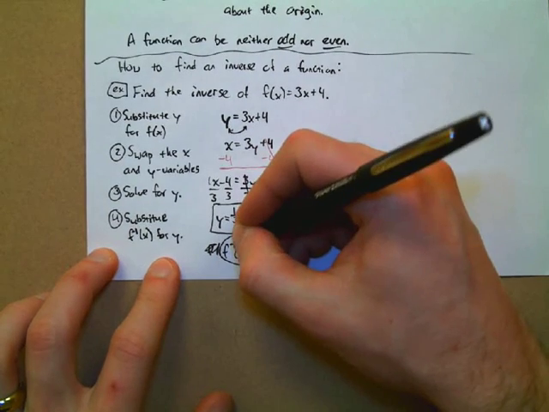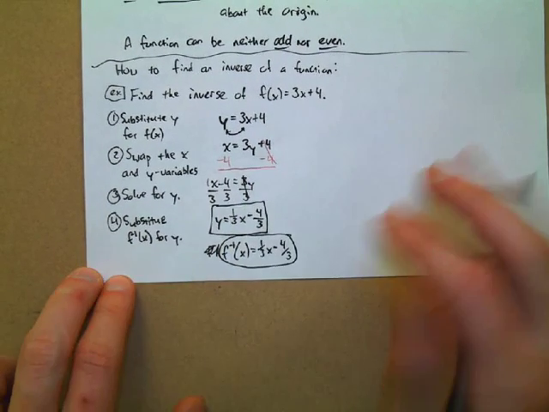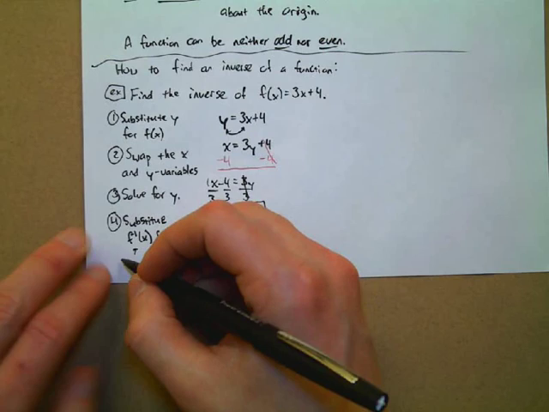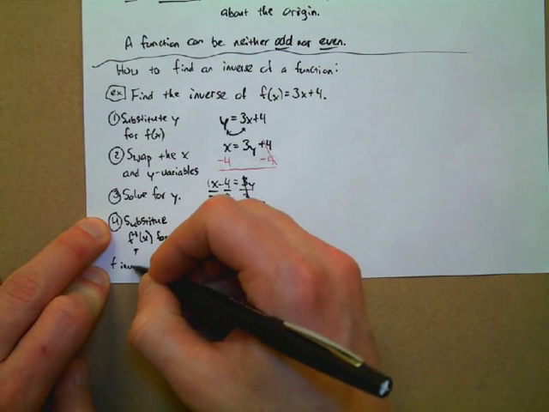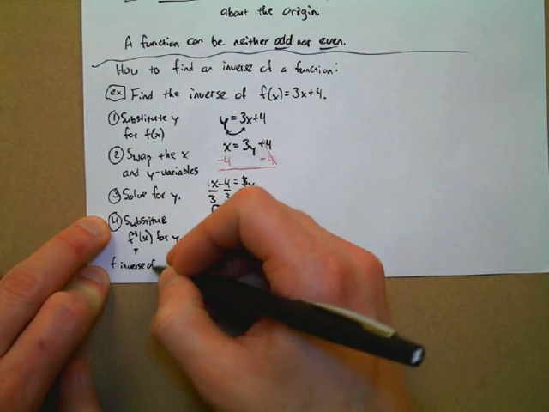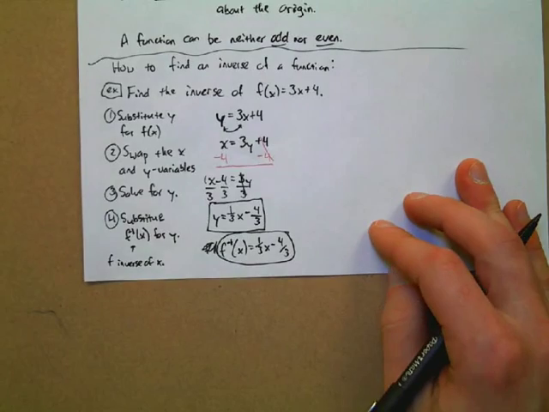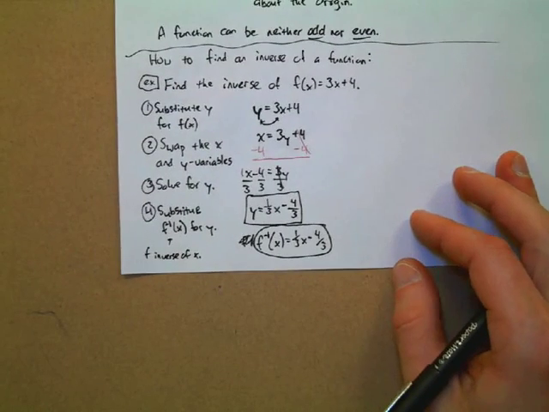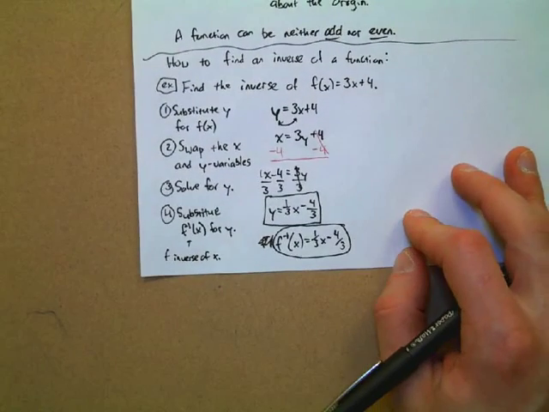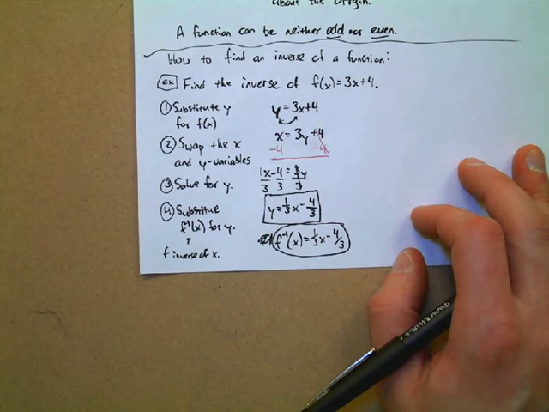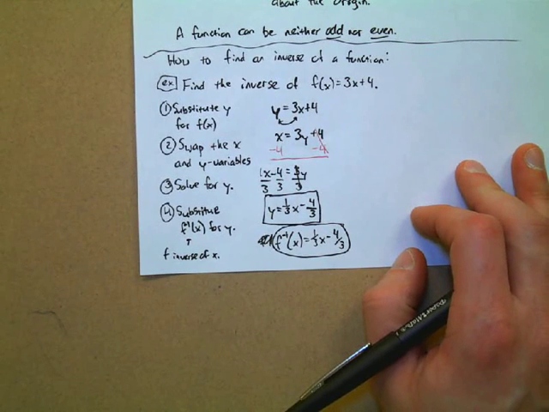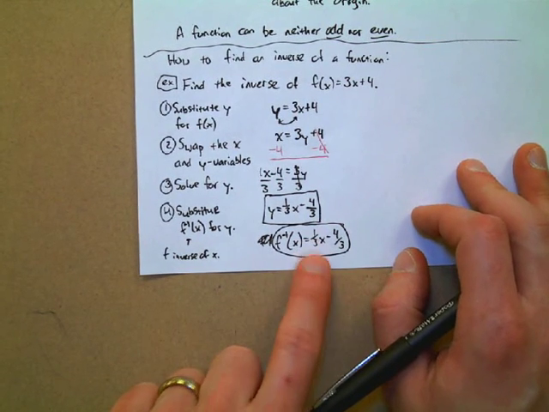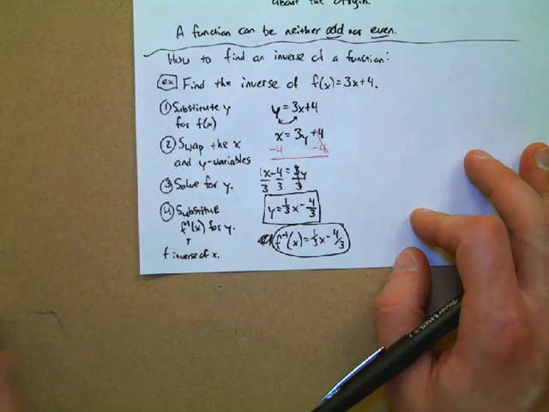All right. So I'm going to have you guys try one here. That was that example, and I'm going to have you all try one. Find the inverse of f of x equals 2x minus 2.